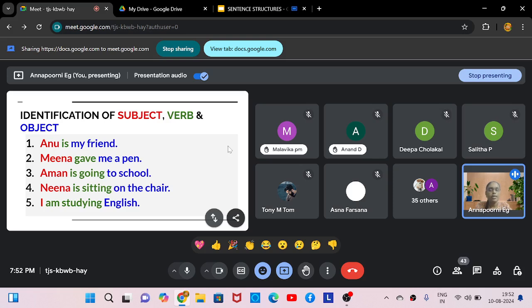Now the second one is Meena gave me a pen. This is an interesting sentence because Meena is the subject, gave is the action word. This is an action word. Gave is the past tense of give. When it comes to object, you can see there are two objects in this sentence. One is me and the other one is a pen. So what is the difference between these two objects? Let's see. Now the third sentence is Aman is going to school. Here this is also an interesting sentence because Aman is the subject. Verb, there are two verbs. One is a main verb, that is going, and the other one is a helping verb, that is is.